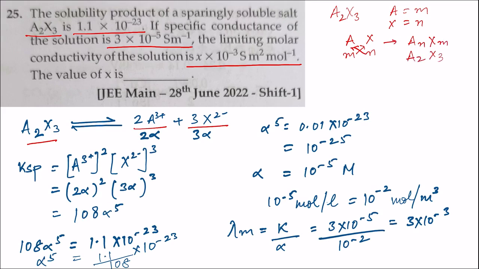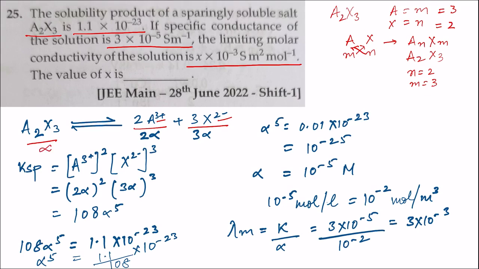Compare the formula with A2X3. N is equal to 2, M is equal to 3. So the valency of A is 3 and the valency of X is 2. So A forms the positive ion having 3 units of positive charge and X forms the negative ion having 2 units of negative charge. Plus 3 and minus 2 are the oxidation states of A and X in A2X3.